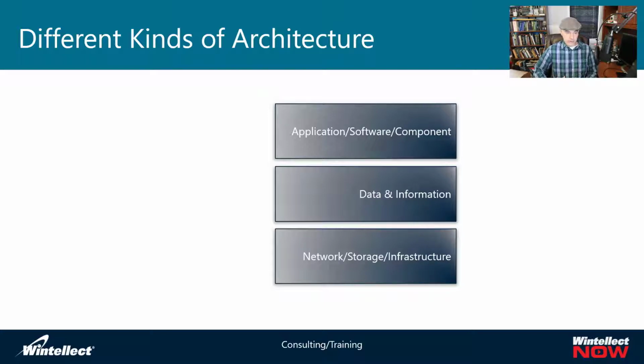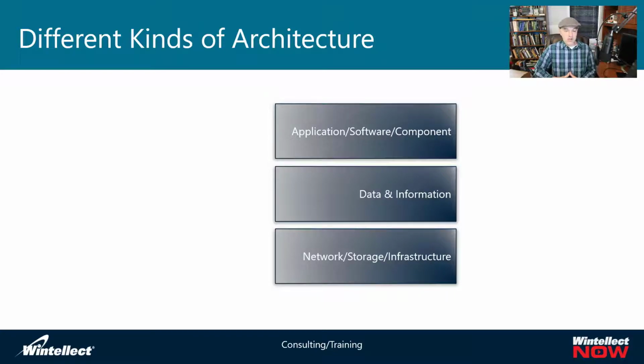And then underscoring both of those, we have network storage and infrastructure architectures that are very important to ensuring that our applications and our data are running well. And these define discrete layers in our systems, and they have different domains as it relates to different technical disciplines within the whole context of IT.